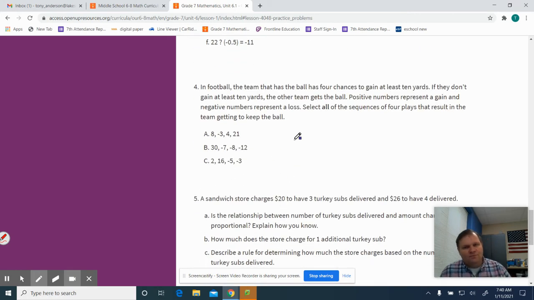On number 4, this is kind of a misleading question in my opinion, because we know that in real football, one play like this one right here would result in a first down. What they're wanting to know is after all 4 plays, will you have gained the 10 yards? And that's not exactly the way it says. All right. So after all 4 plays, which ones have answers greater than 10? It would be A and C.